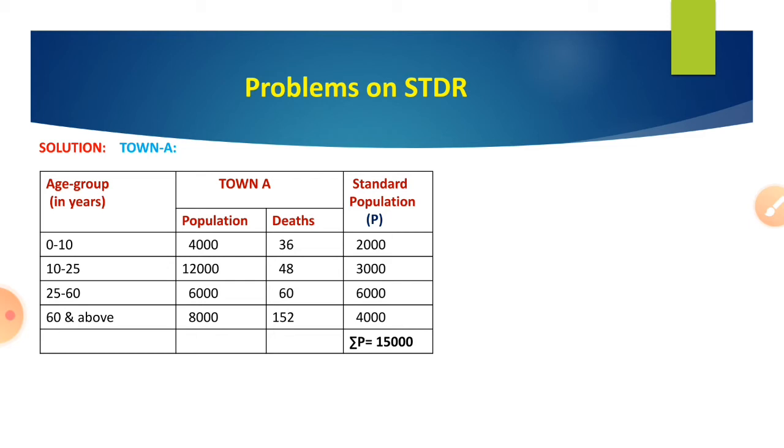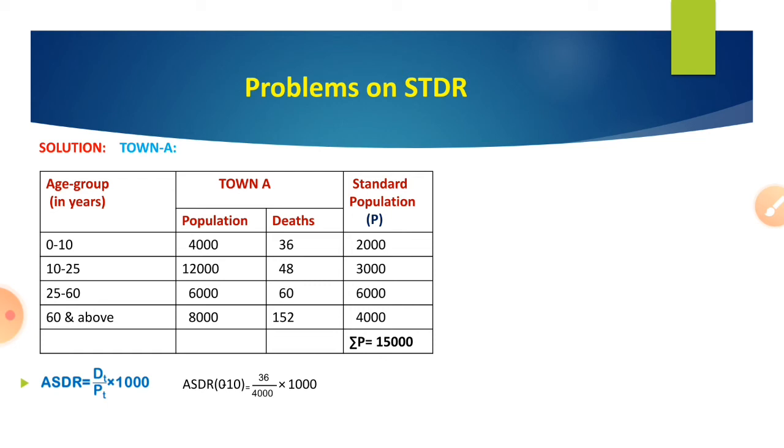Town A's population and deaths, and then the standard population, are given. In the question only the standard population is given. So first we have to find out the ASTR. We know the formula of ASTR is Dt upon Pt into 1000. So first find out the ASTR for the age group 0 to 10, because we are going to find the ASTR age-wise. So first, one sample of how to find the STDR.